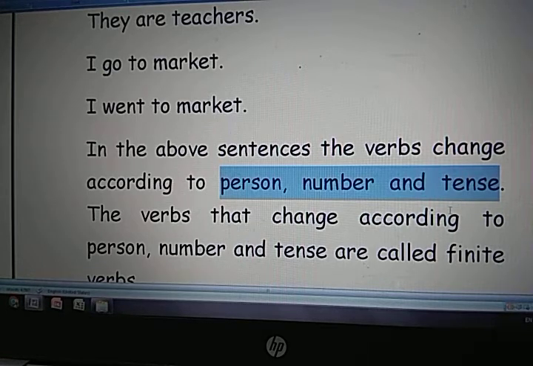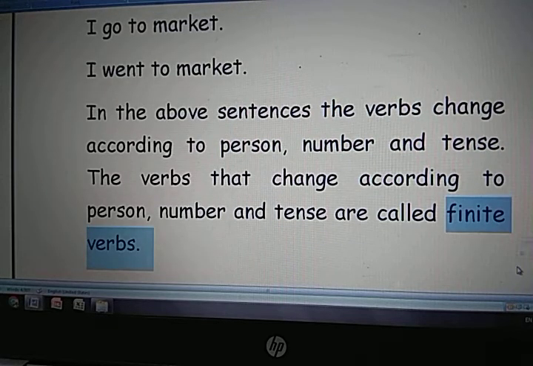The verbs that change according to person, number and tense are called finite verbs. What are finite verbs? Finite verbs are the verbs that change according to number, person and tense. Clear? Are you clear about finite verbs? Finite verbs are those verbs which change according to person, number and tense. Clear?